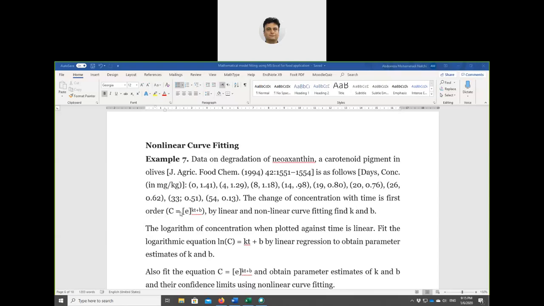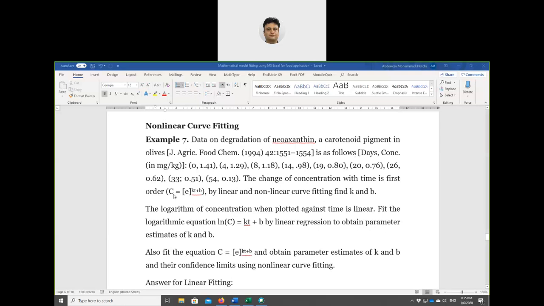This is the first order. If you know about degradation, this is first order. The concentration is equal to e power kt plus b, where e is the Napier number. This is a first order degradation. By linear and non-linear curve fitting, find k and b. We want to find k and b by linear and non-linear.